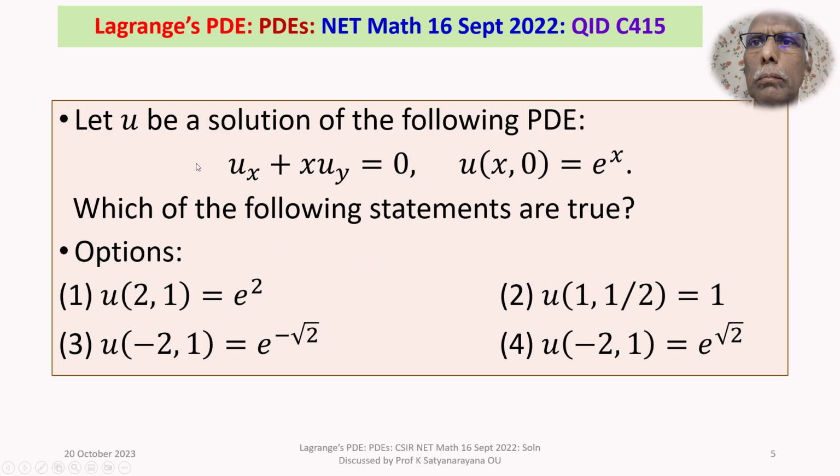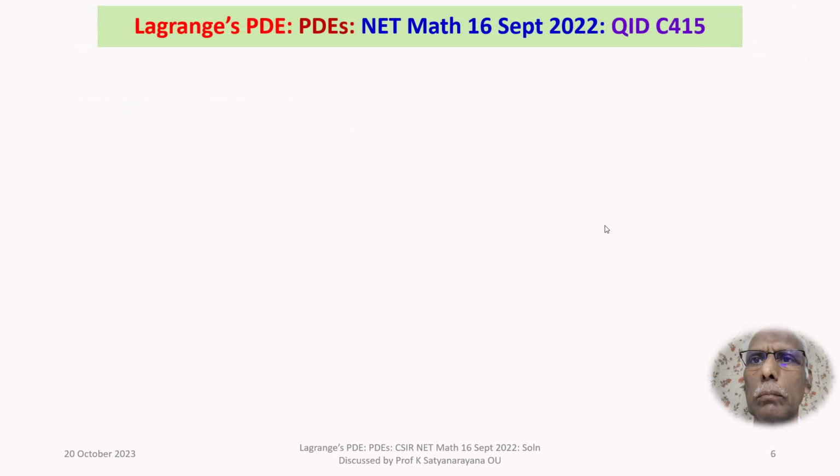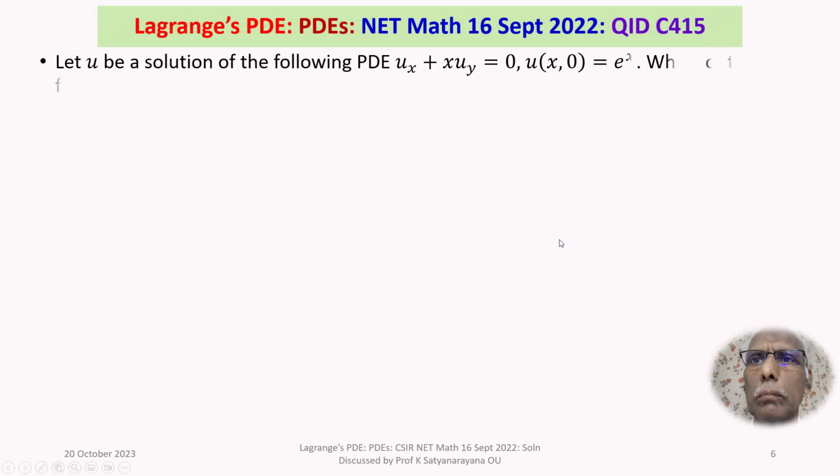And it is given a partial differential equation. u_x means ∂u/∂x plus x times u_y means ∂u/∂y is equal to 0, with the boundary condition u(x, 0) = e^x, and u is a solution of this partial differential equation. Then which of the following 4 statements are true? That means it can have more than one answer, and it is from the part C. We will now discuss the solution of the problem in detail.